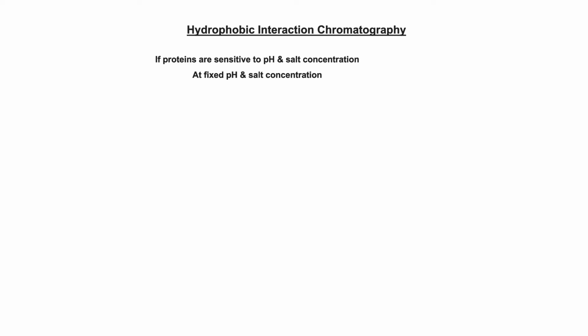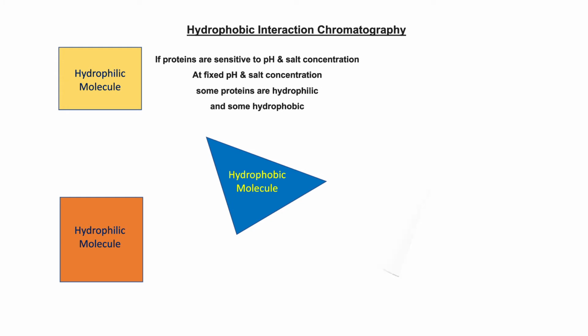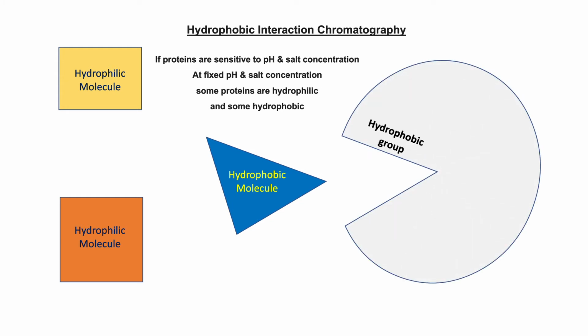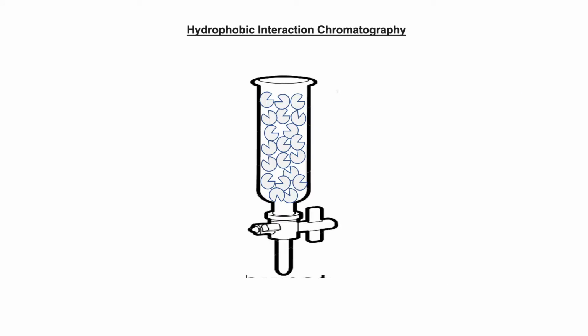Proteins are sensitive to pH and salt concentration both. But when the pH and salt concentration are fixed, some of the proteins are hydrophilic and some are hydrophobic. Those which are hydrophobic will bind to the stationary phase. Hydrophilic will not bind. So when this mixture of proteins is poured over the column, the hydrophobic proteins will bind because the material of the column is hydrophobic. But hydrophilic proteins will be collected at the bottom of the column.